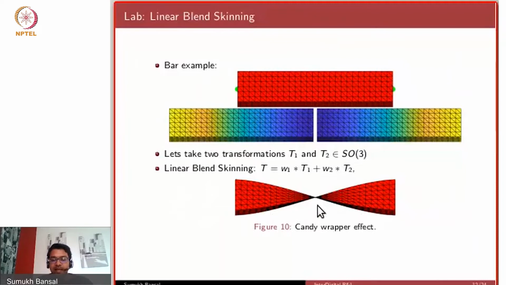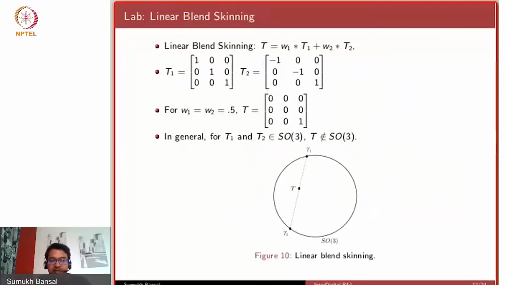So the candy wrapper is a very common phenomenon which appears in linear blend skinning when two very different rotations are blended. The issue is that many times when you blend rotations, the blended transformation turns into a transformation which is not a rotation.